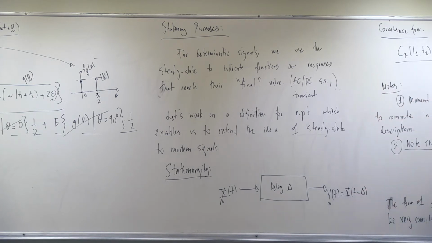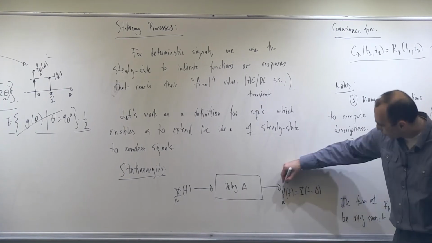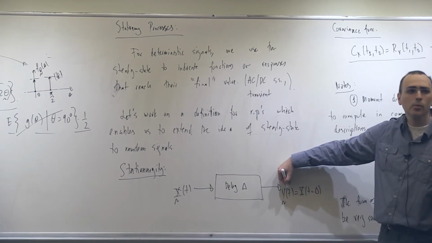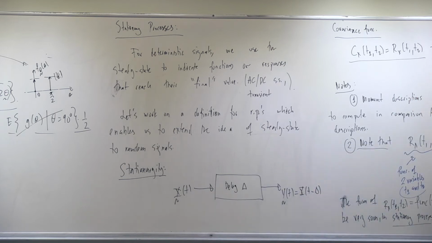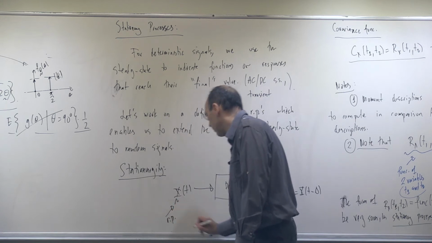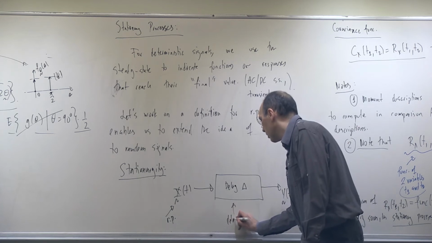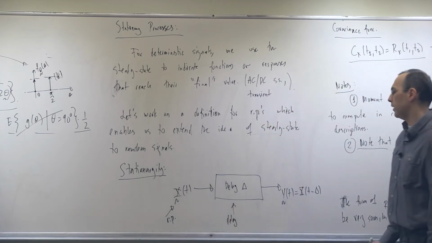I have said this many times, sorry for that, but tilde is sometimes needed because I don't want to write capital Y like that. Okay, just my notation. So here is the situation. This is a random process. This is just a delay by delta seconds.